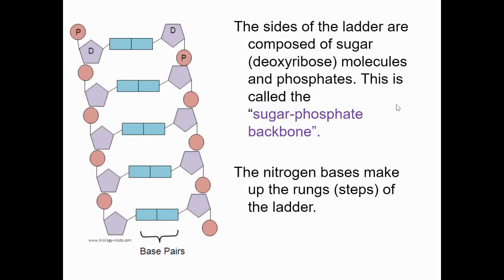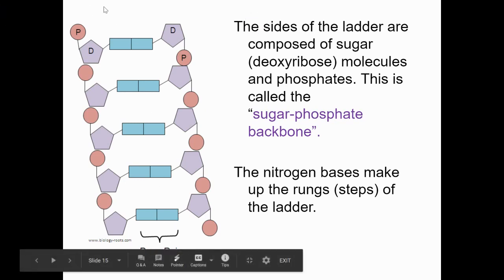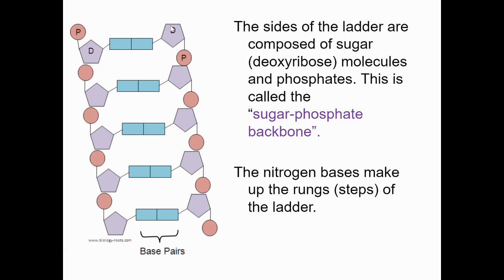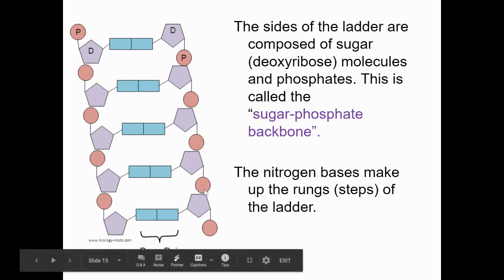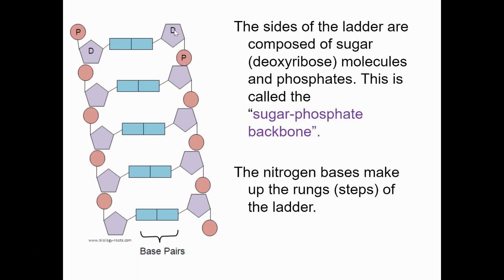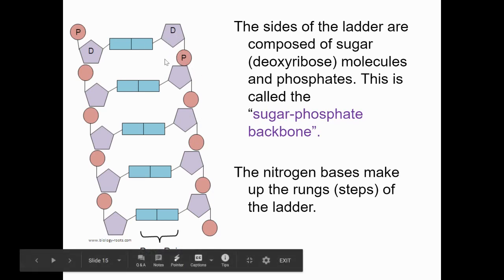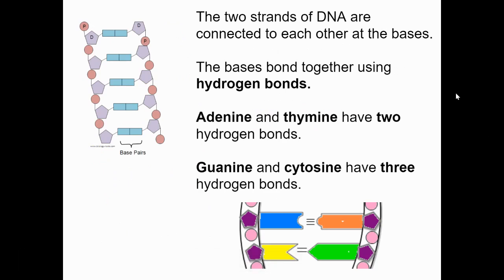So when we unwind and we know our molecule looks similar to a ladder, we can actually break down the certain parts here. So the sides of the ladder, here are our sides, are comprised of our deoxyribose sugar and our phosphates. And actually we call that the sugar phosphate backbone. And it's the nitrogen bases that are going to make up the rungs of the ladder. So it's our A's, T's, C's, and G's that are going to make up the rungs or the steps of our ladder. And it's going to be hydrogen bonds that hold our strands and our nitrogen bases together.